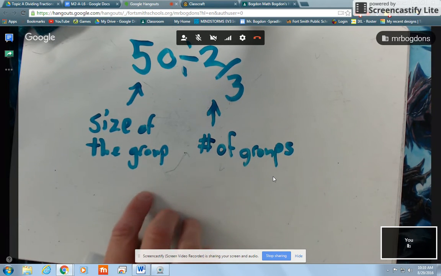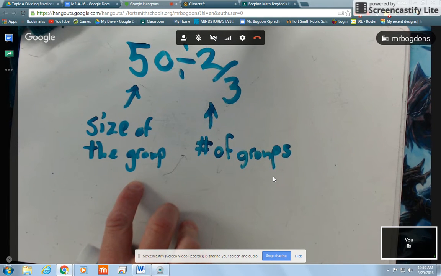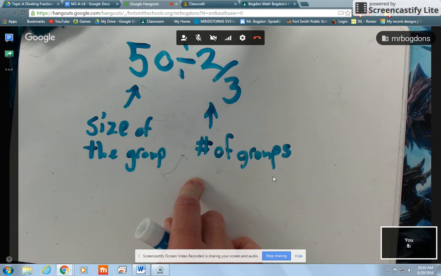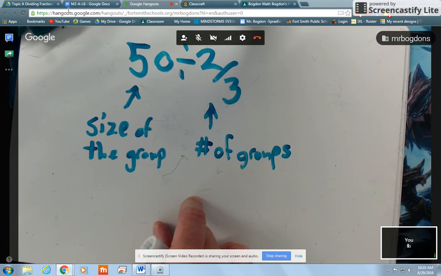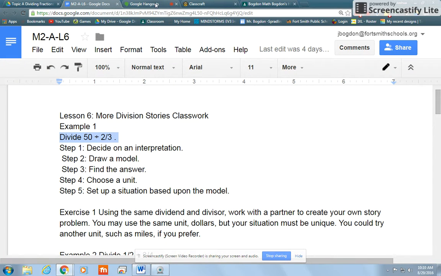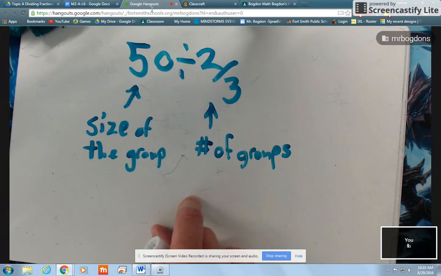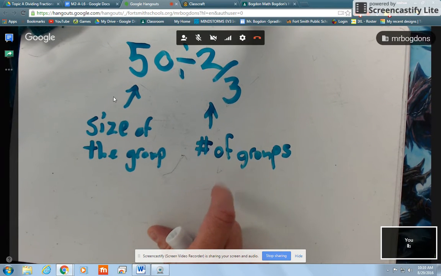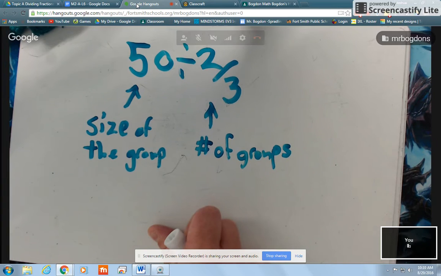So here, I would say 50 is 2/3 groups of what size? So we're going to be thinking of the divisor 2/3 as the number of groups, and I'm asking myself, 50 is 2/3 group of what size? So it says step 1, we're going to have to decide on an interpretation. So I just said the interpretation. And then step 2 is draw a model.